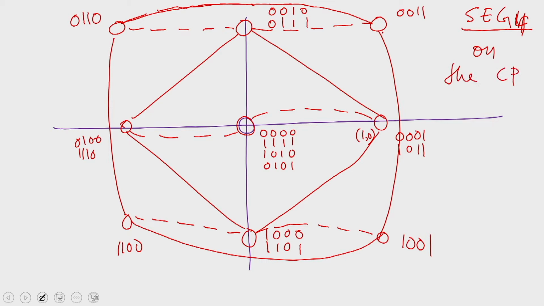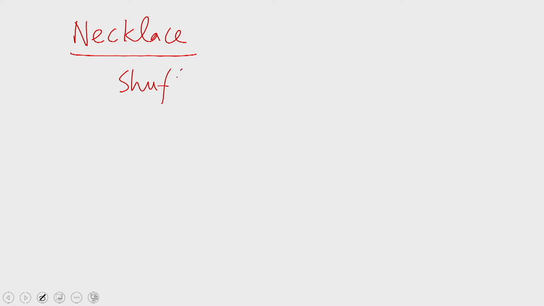So, in the case of a 4-dimensional shuffle exchange graph, we find that there are several vertices mapping to the same complex number. That is because in this case we have what are called degenerate necklaces. But first let me define what is called a necklace. On the complex plane we find that necklaces form. A necklace is a cycle formed by shuffle edges.